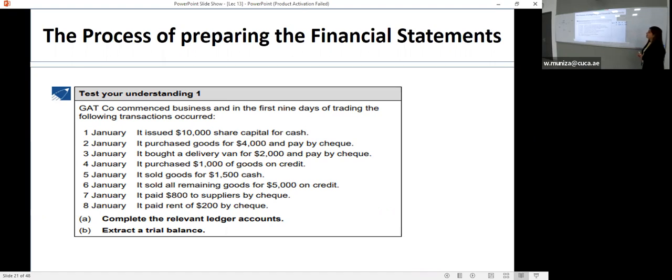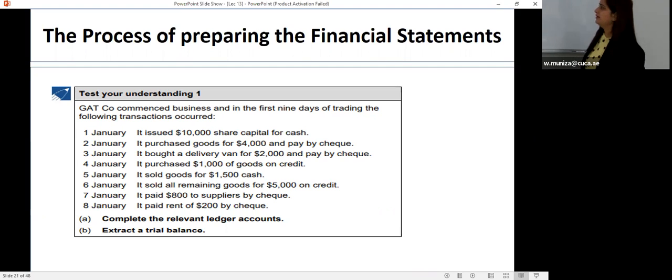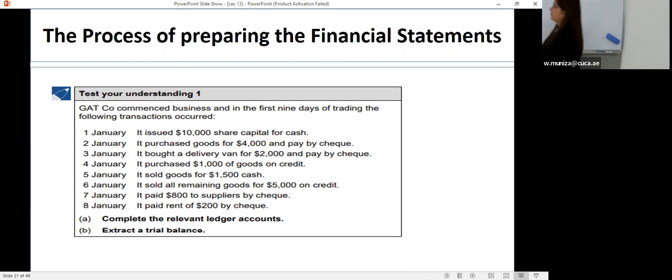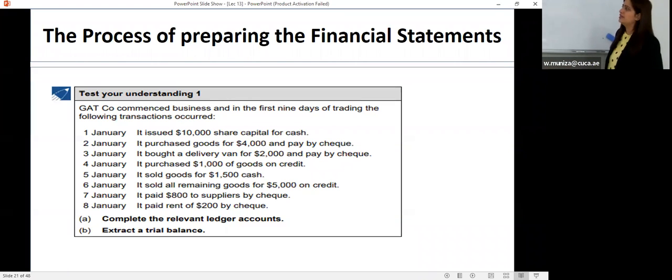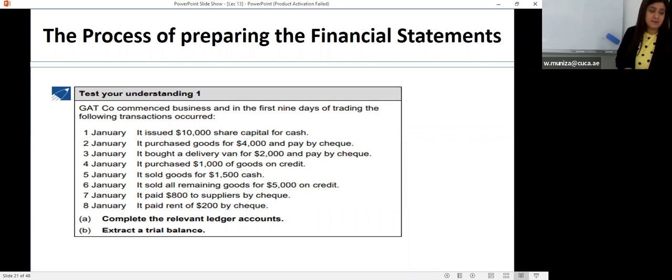Then January 2, it purchased goods for $4,000 and paid by check. What accounting entry here? Debit purchases, credit payables? It purchased goods for 4,000 and paid by check. It's not a credit transaction.